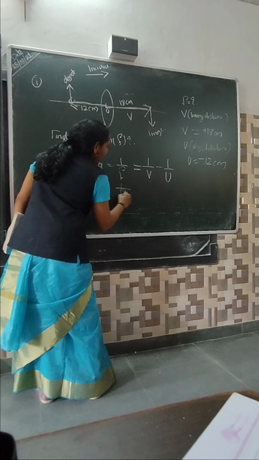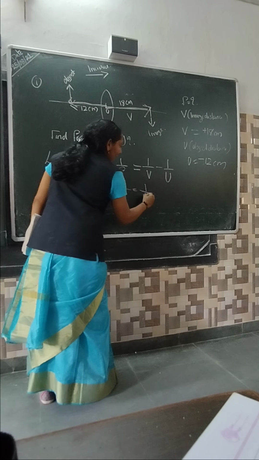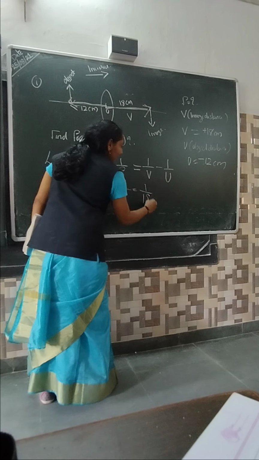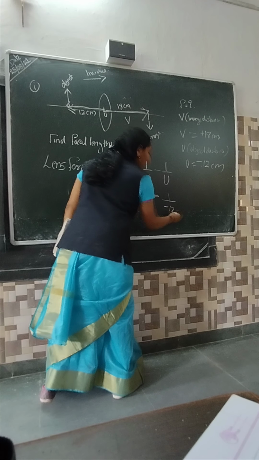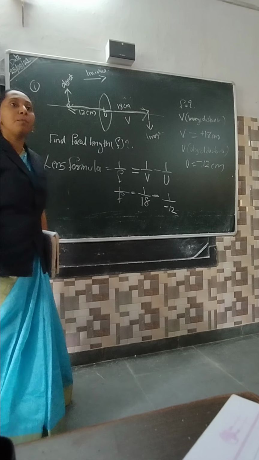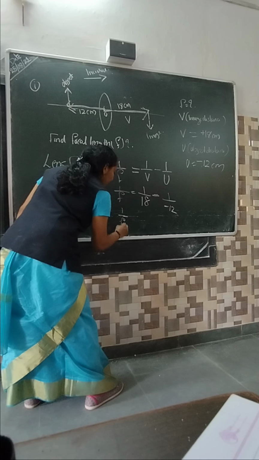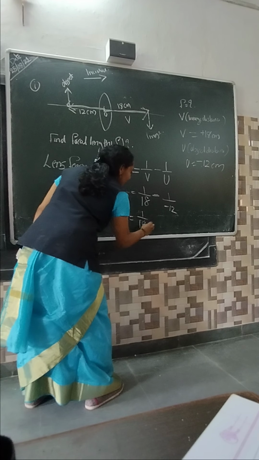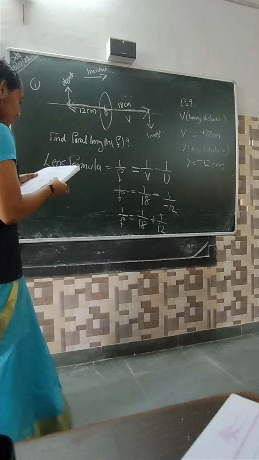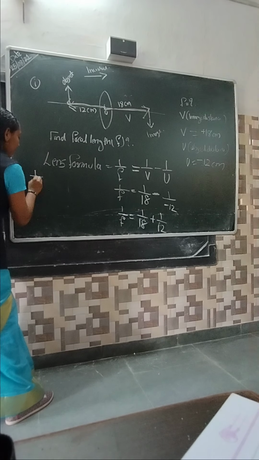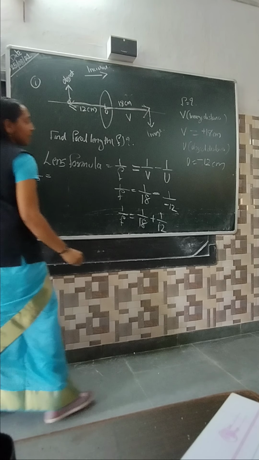1 by f equal to 1 by 18 minus 1 by minus 12. This minus of minus becomes plus. So 1 by f equal to 1 by 18 plus 1 by 12. What is the LCM of 18 and 12? So 1 by f equal to, 18 and 12 LCM? 24.